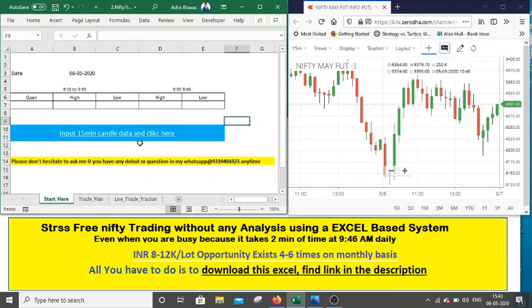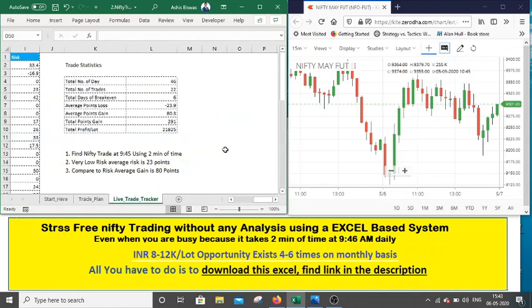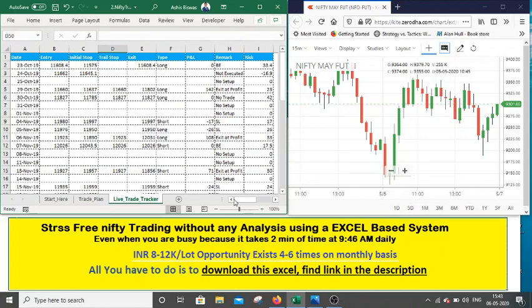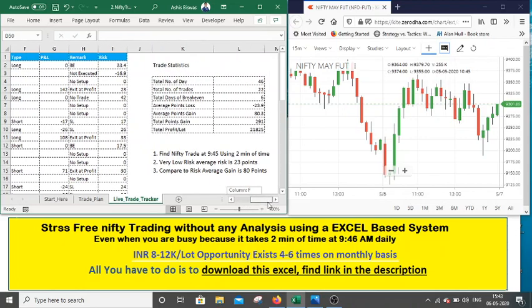There is a good trade today, but before that I want to show you the track record. For that I have a track record here from 23rd October. Since it is a good amount of track record, one point I want to mention is that the risk reward ratio is very good, as the average risk in this strategy is around Nifty 23 points, compared to a gain of 80 points.